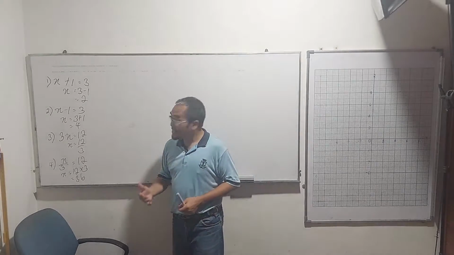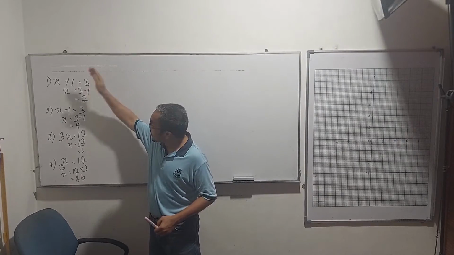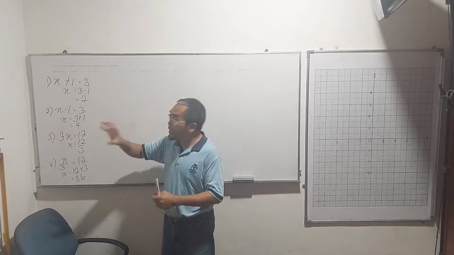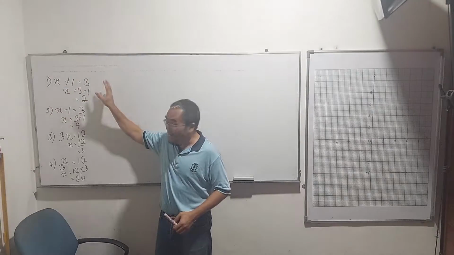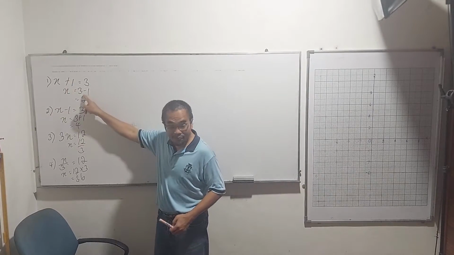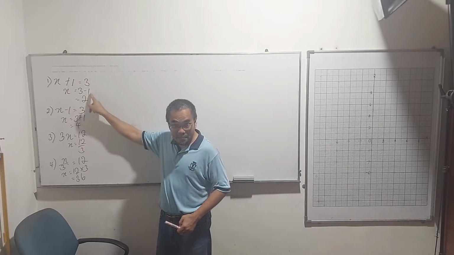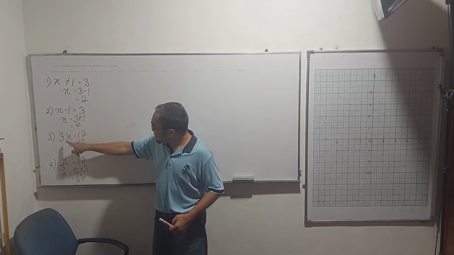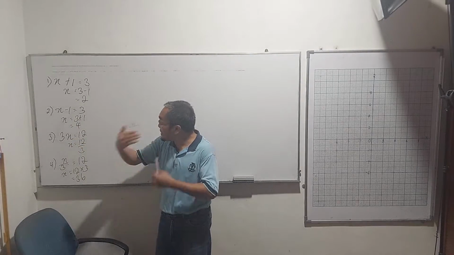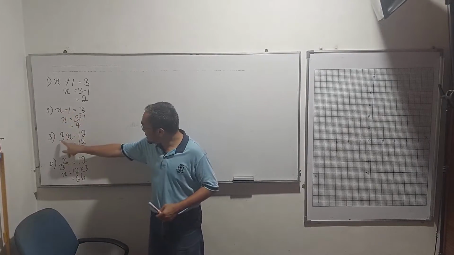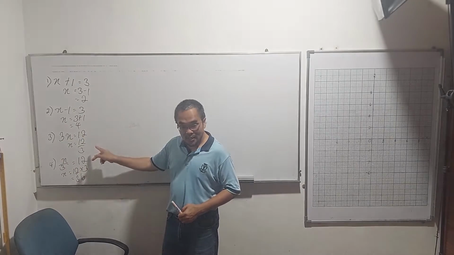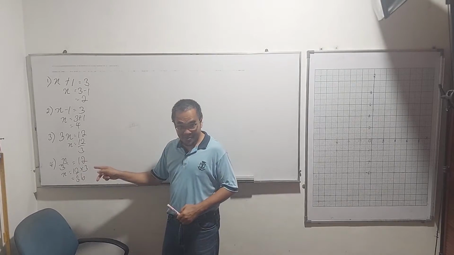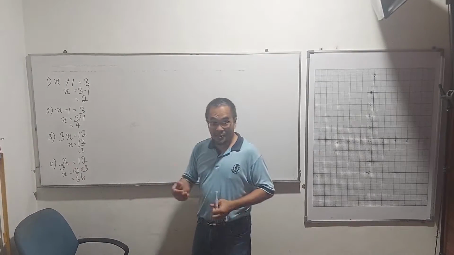So what I want to stress here is that if you have plus, you minus. If you have minus, you plus. So you bring this number to the other side. Positive 1 becomes negative 1. Negative 1 becomes positive 1. This is different because this is also positive but multiplied. This is not multiplied. This is 3 times x. Then you divide. This is divide, then you times. So that is the basic.